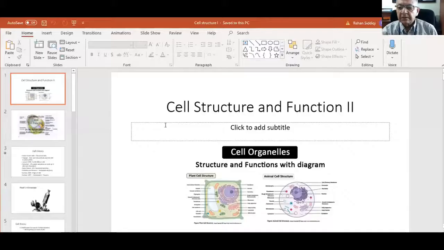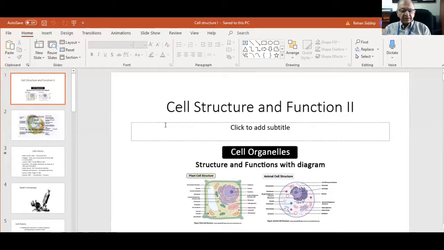Before I start with the cell structure and function, I want to tell you that there are several branches of plant sciences. This is what you have studied in diversification of botany. And the branch that deals with the structure of cell and function of cell is called cell biology or cytology.